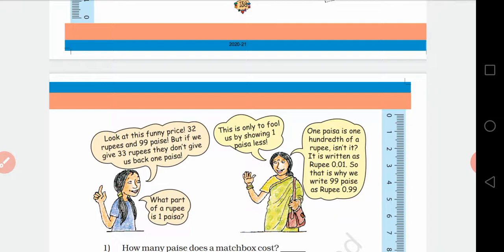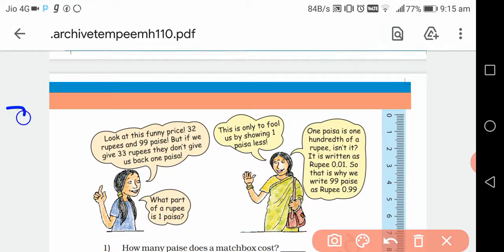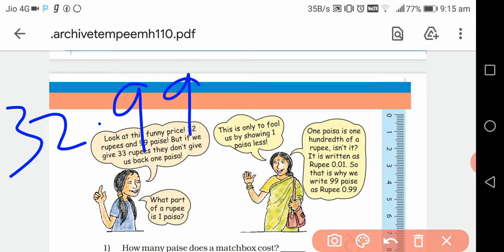But if we give 33 rupees, they don't give us back 1 paisa. This is only to fool us by showing 1 paisa less. So the price of the slipper is 32.99, and if we give 33 rupees to the shopkeeper, he won't give us back even 1 paisa. So this is to make a fool of us, only by showing 1 paisa less.